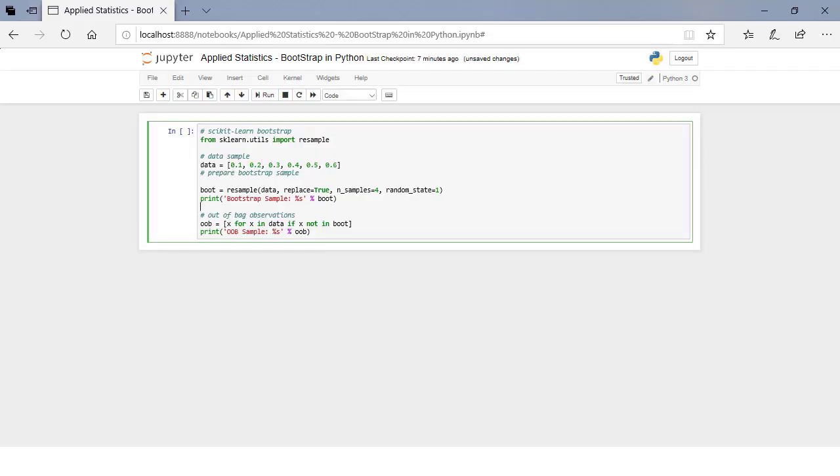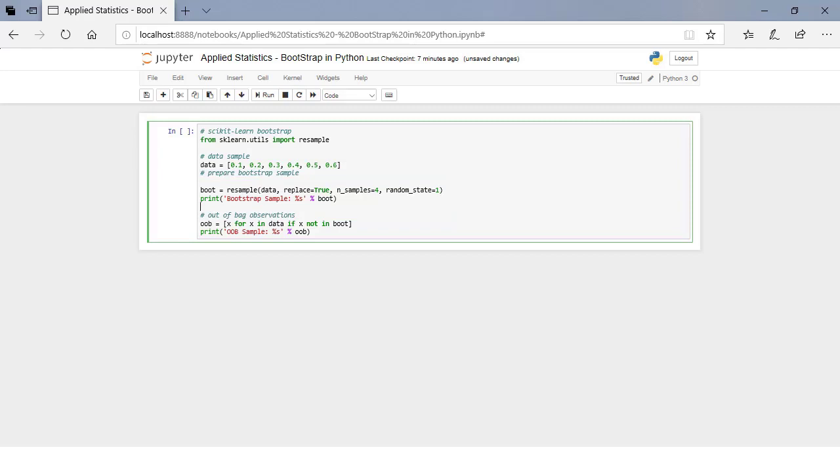Hello and welcome back. You don't have to implement the bootstrap method manually. The scikit-learn library provides an implementation that will create a single bootstrap sample of a dataset. The resample scikit-learn function can be used. It takes as arguments the data array, whether or not to sample with replacement, the size of the sample, and the seed of the pseudo-random number generator used prior to the sampling.